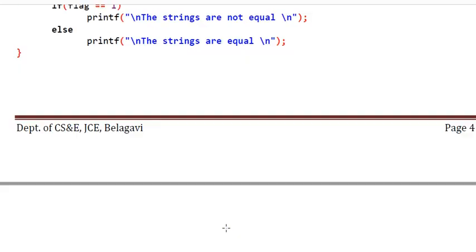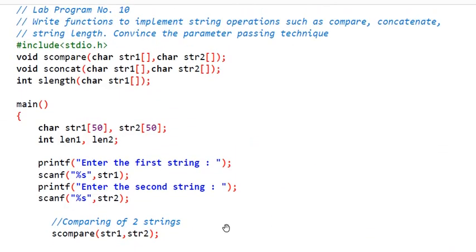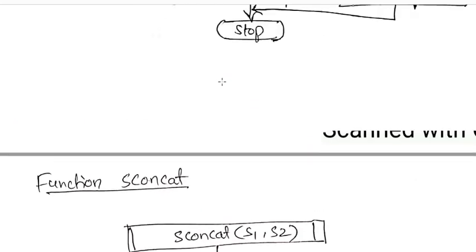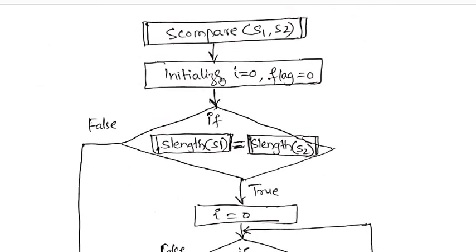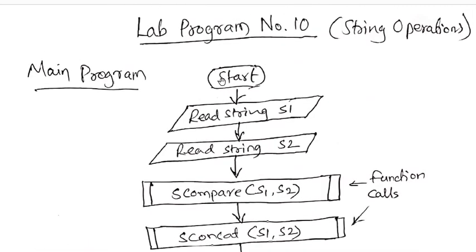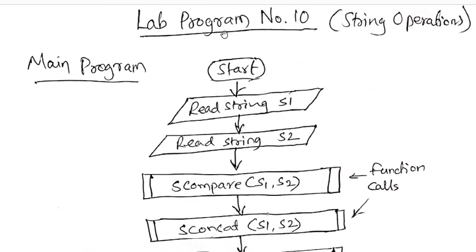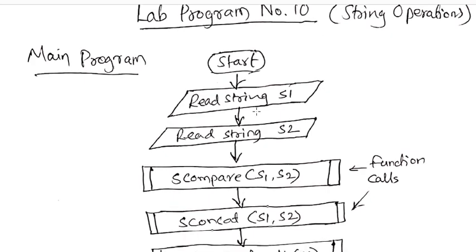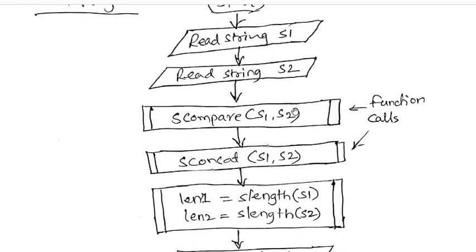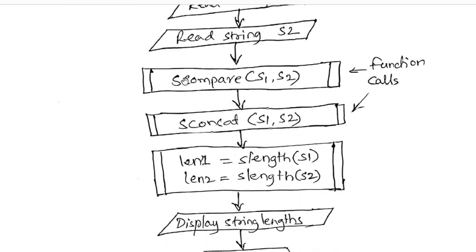Now let us see the flowchart quickly. The same program, we will understand it through the flowchart. This is the flowchart we have. Of course the flowchart is bigger because we are going to have a main program as well as 4 different functions. So this is the main program. Start, first we read the string s1, then read string s2, then we make the function call s compare by passing the values s1 and s2. So these are function calls.